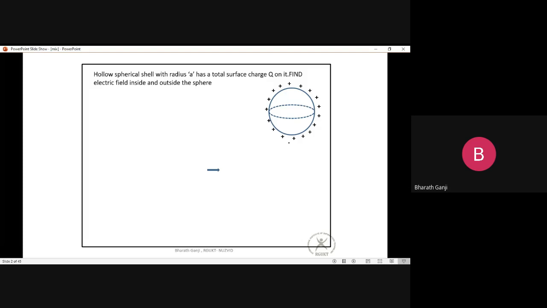So now the question is, what is the electric field inside? What happens to the electric field inside? Any ideas regarding what happens to the electric field inside? Anyone? Zero, sir. At charge zero.